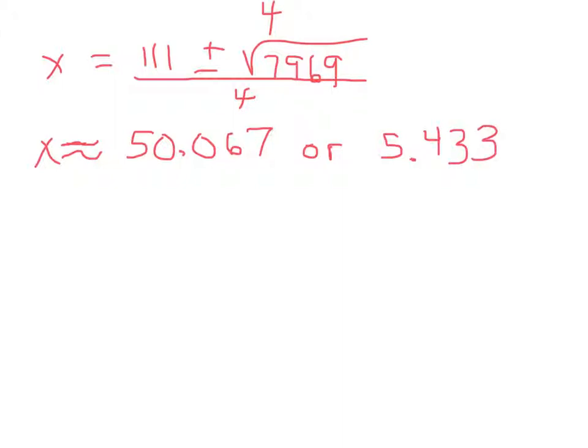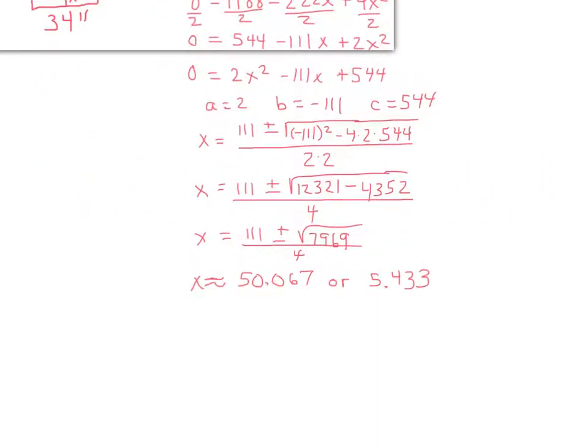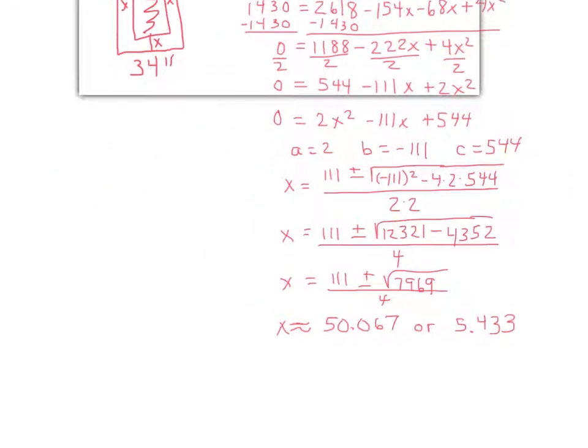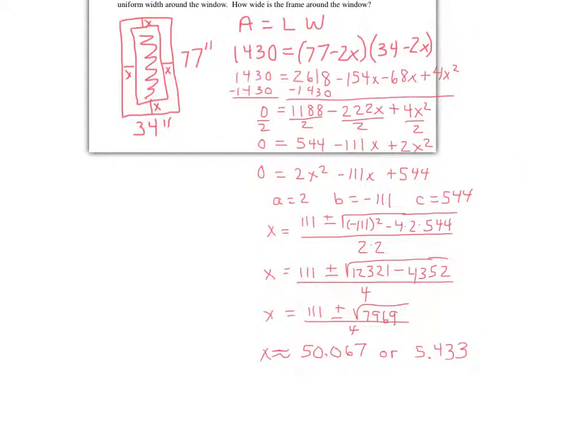So let's go back to our original problem and think about those possible solutions. Remember our door? We took our 34-inch door, 34 by 77, and we said that there was a frame around the window in the middle. So what do you think? X represents the frame. Does it make more sense that we have a 50-inch wide frame or a 5.433-inch wide frame? Which answer makes sense and which does not?